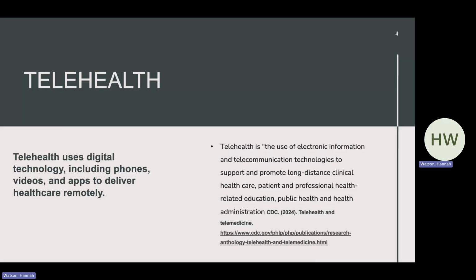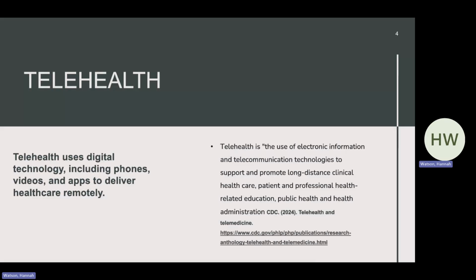To talk about telehealth, since it is becoming way more popular. Telehealth is the use of digital technology such as phones, video calls, computers, and mobile apps to provide healthcare services remotely. According to the CDC, telehealth uses electronic information and telecommunication technology to support long distance clinical care, patient education, health professional education, public health services, and even health administration. Telehealth has become increasingly important because it allows patients to connect with healthcare providers without needing to travel to a healthcare facility to see them.